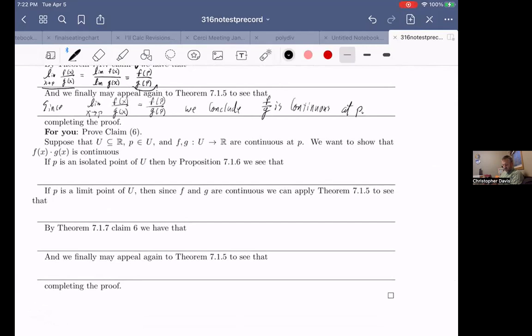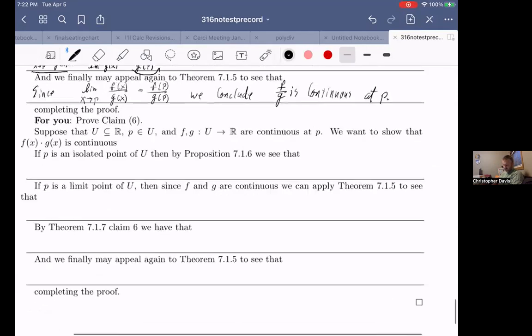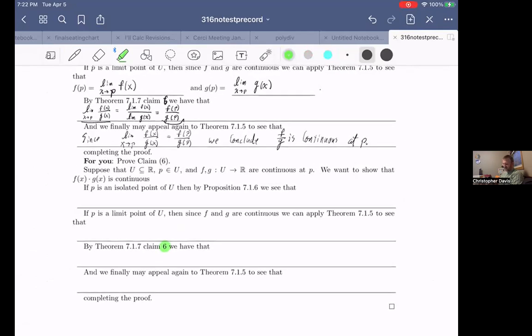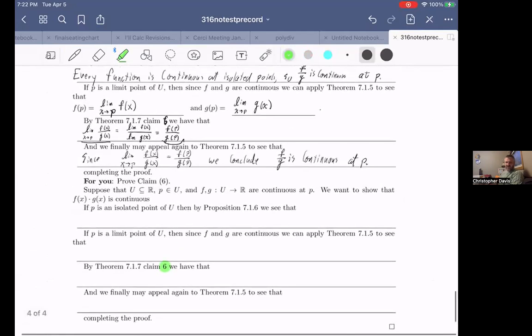The proof for claim 6 will be very similar, so maybe I'll leave that to you. I'll give you the comment that that 6 there should probably be a 5, I think. And if you want to do something with multiplication, you should use the thing that uses multiplication.